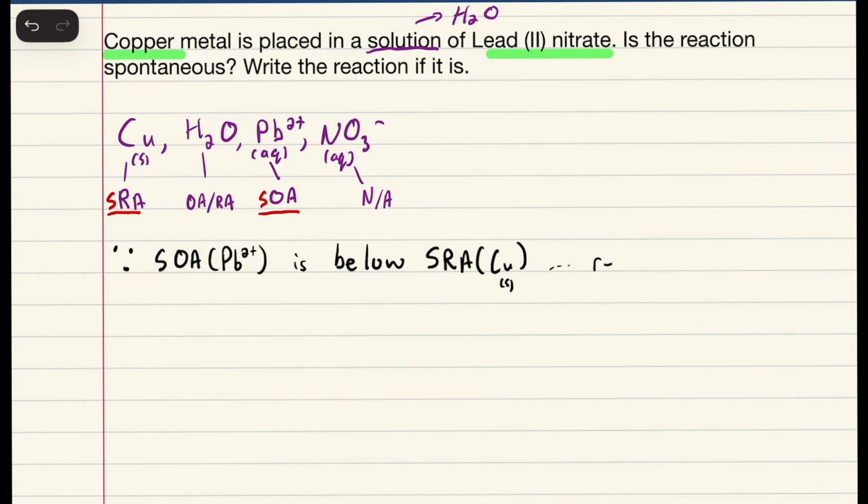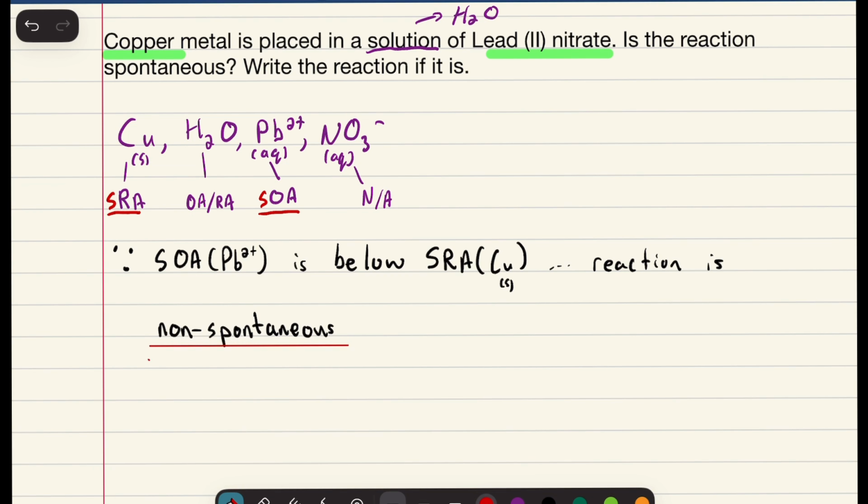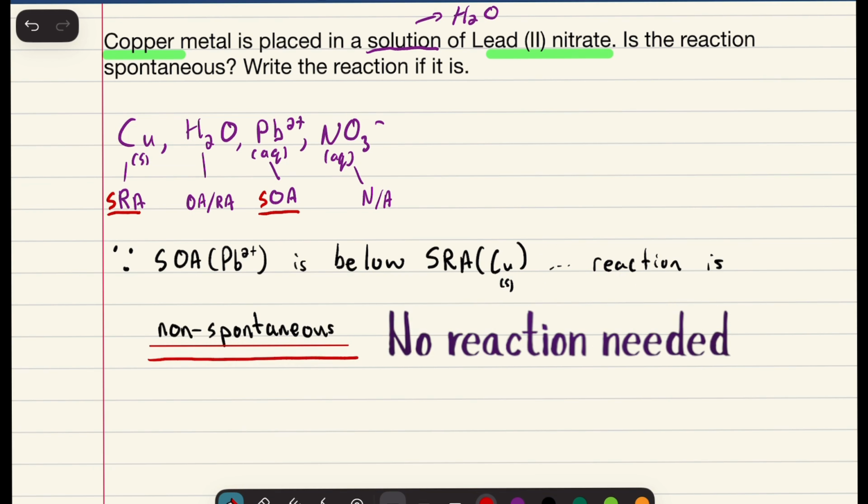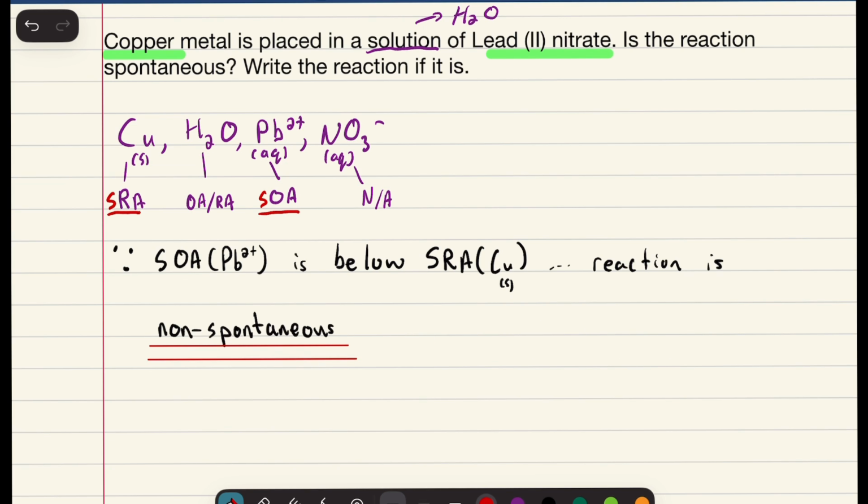So what does that mean? Well, that means that the reaction is not spontaneous. It would need extra energy input, and hence it wouldn't appear to work. And so since this reaction is not spontaneous, then there is no reaction, so there's no need to write a balanced redox reaction, and we can just leave it as is.